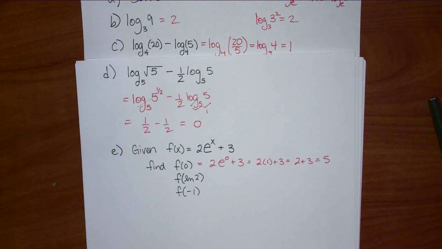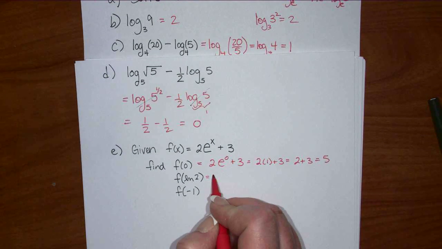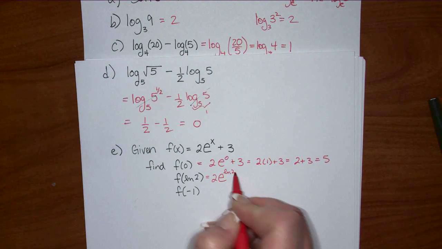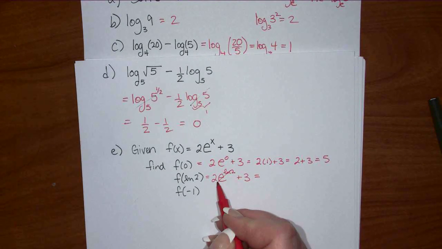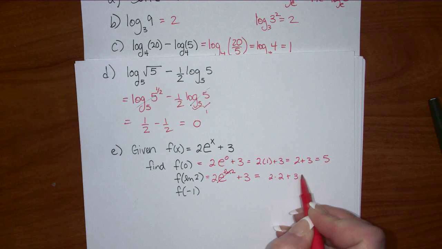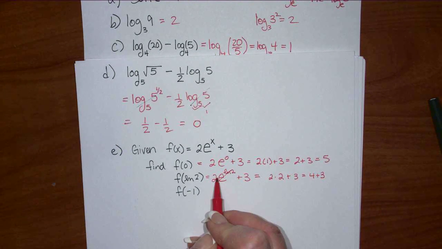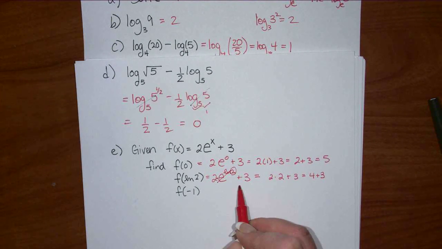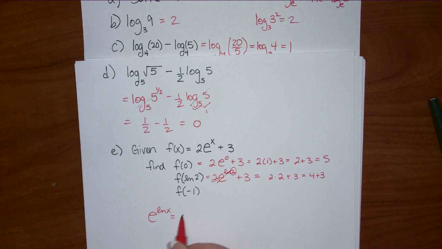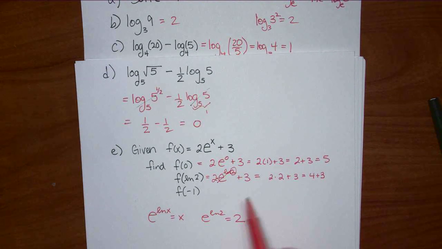Now what about plugging a ln 2 in? 2 times e to the ln 2 plus 3. Well, e and a ln touching, those are opposites of each other, so they would cancel. So this would be 2 times 2 plus 3. Right, e to the ln of x is x, or e to the ln of 2 is 2. Yeah. So that would be 7.